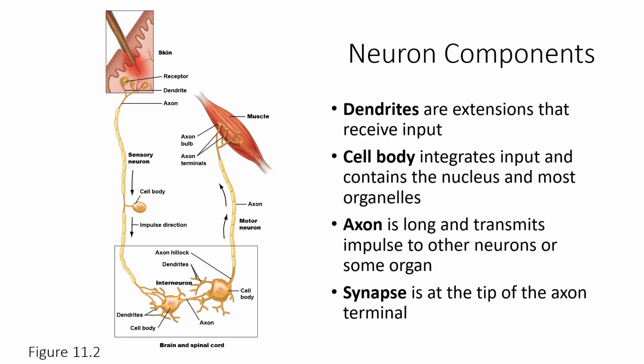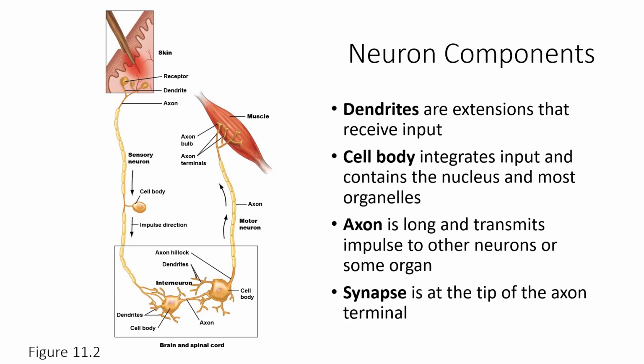Last, let's look at the various components of a neuron. So this is going to be very important in the next lecture when we talk about action potentials and how they are created. First off are the dendrites, and these are extensions that are going to receive input. So we see these in the sensory neurons, that the dendrites are receiving inputs for pain. The cell body is going to be integrating the input and coordinating the responses. This is also containing the nucleus and most organelles.